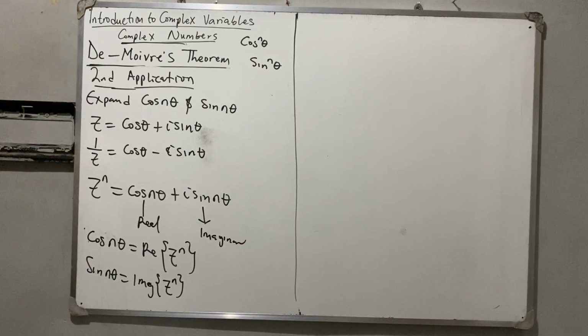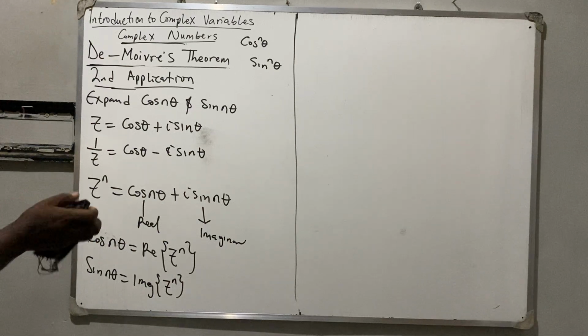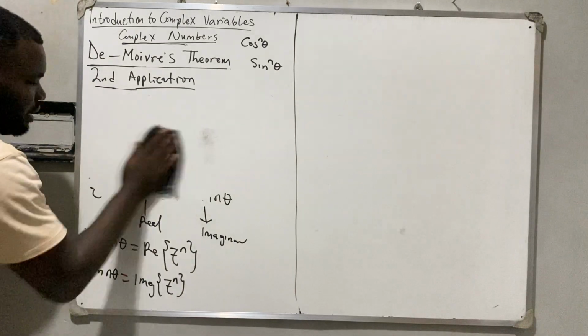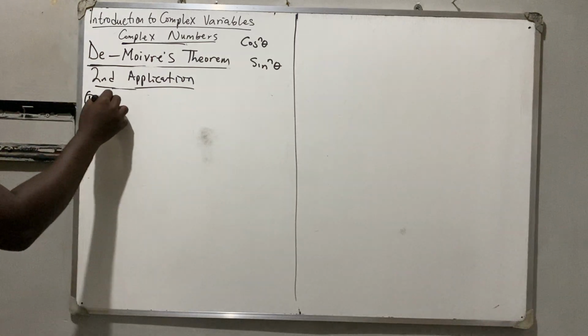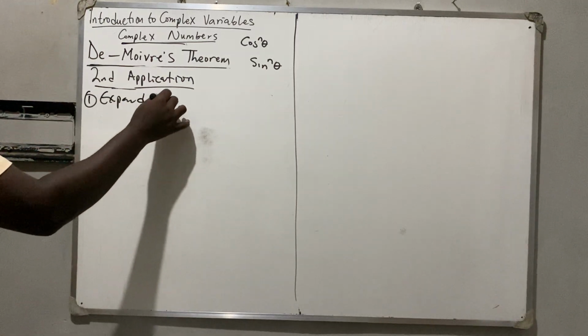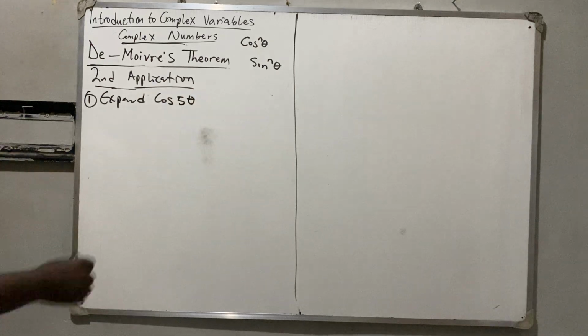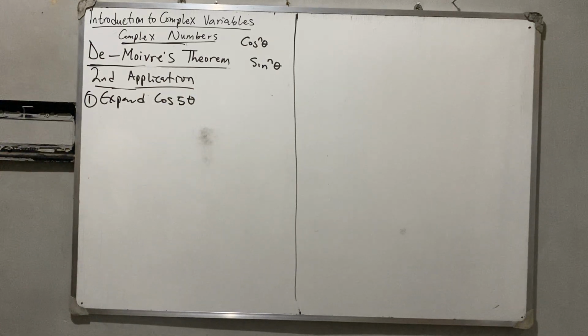So just write this, and then it's very easy. So let me give you an example. Example will help us to do that. So they say expand, question number 1, expand cos 5 theta.